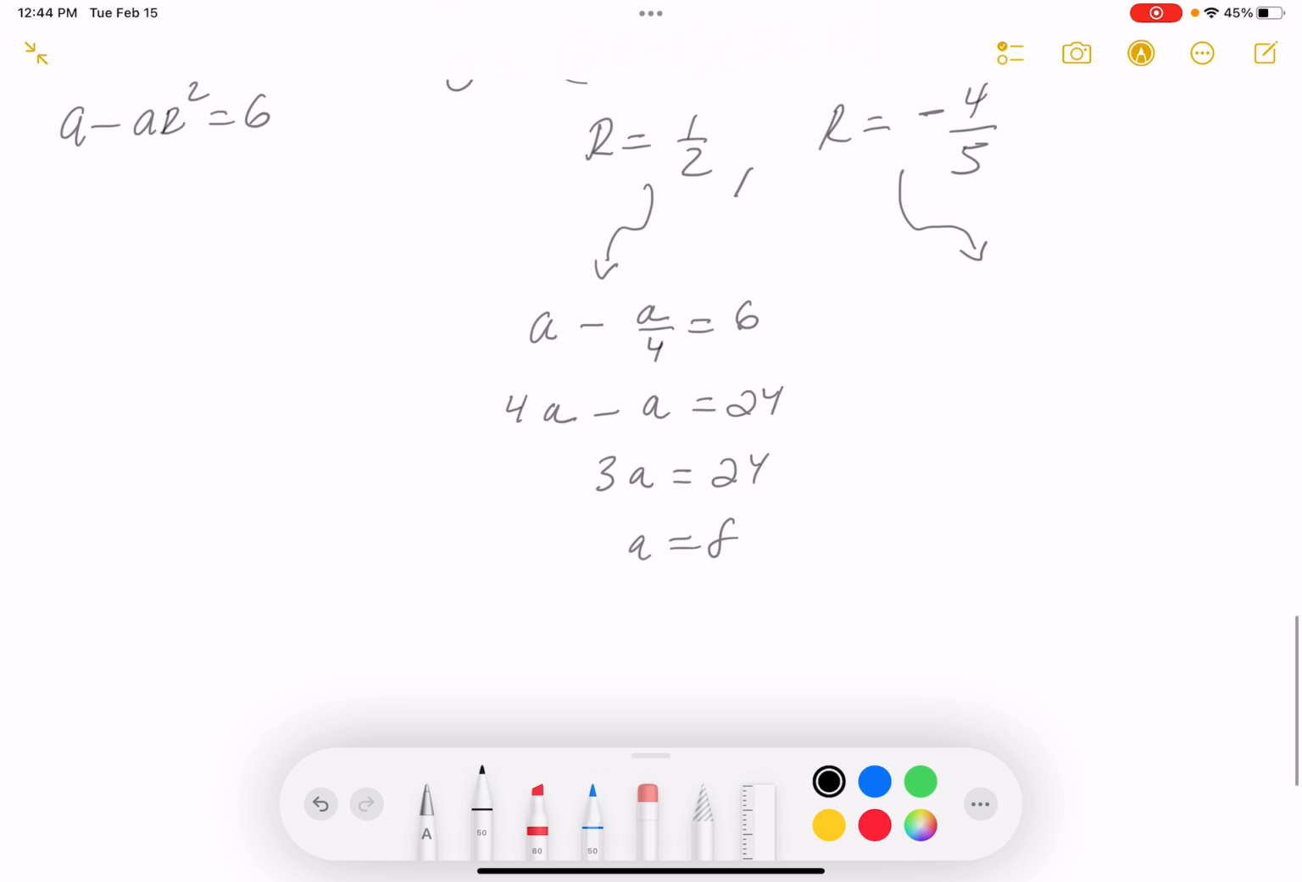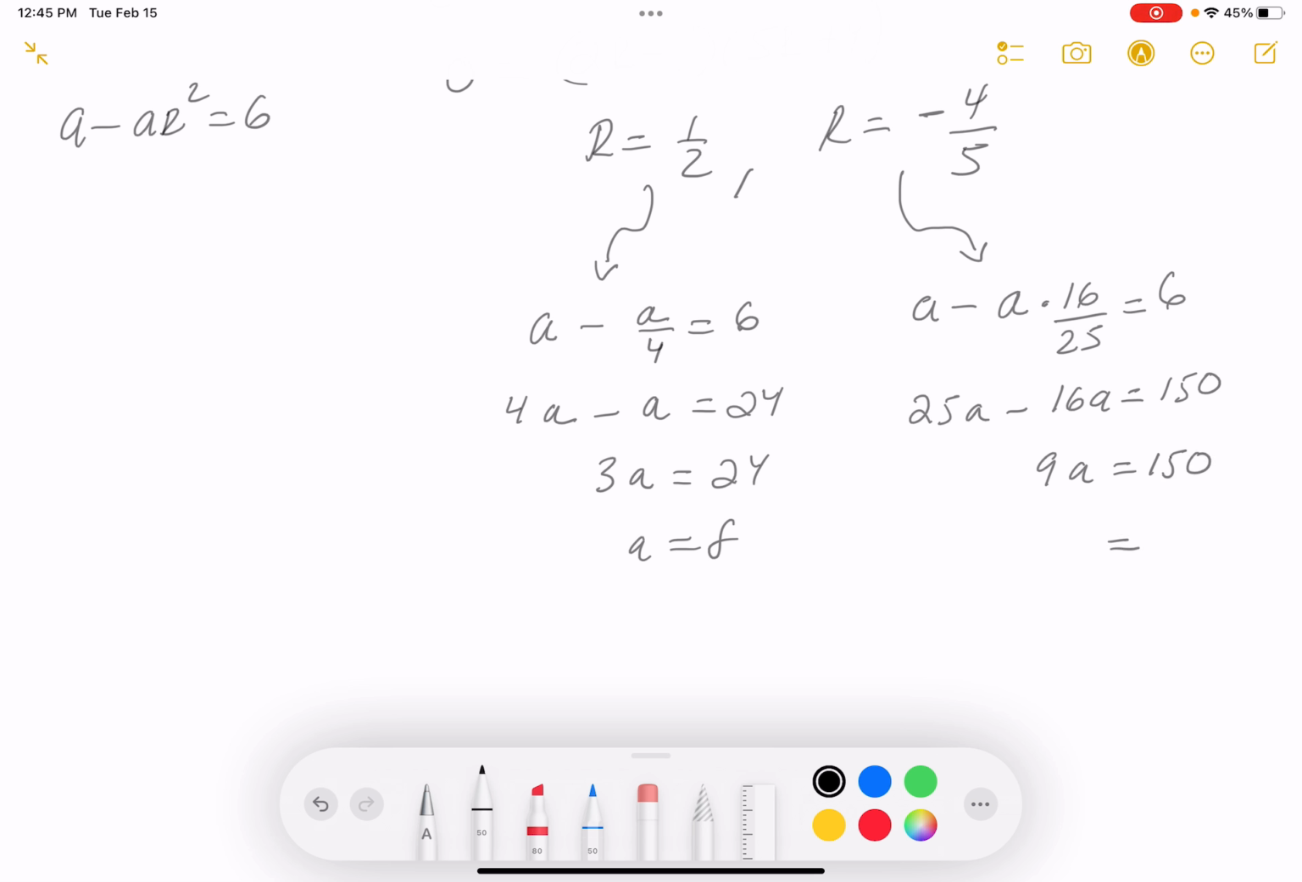And what do you get over here? Let's write this down. A minus A times 16/25 is equal to 6. I am going to multiply both sides by 25. Let's see, 25 times 6, 150. Don't despair yet. And 25A minus 16A, let's see what would that give you, 9A, right? And then A would be 150 over 9.